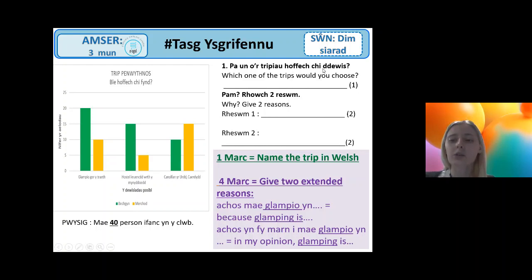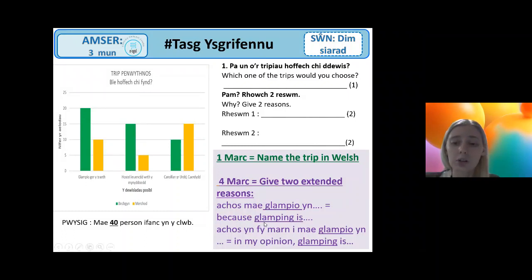Ble hoffech chi ddewis? So which of the trips would you like to choose? And you need to give 2 reasons why. So you need to give 2 extended reasons. If you said achos mae'n wych, achos mae'n hwyl, you would not be able to get all 4 marks because it's just a 1-word answer.